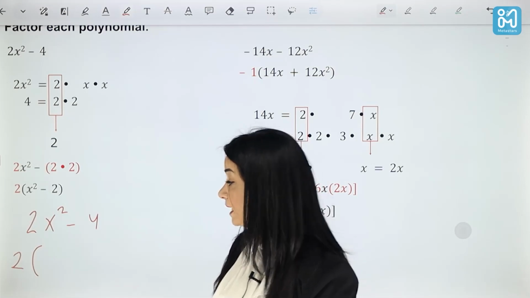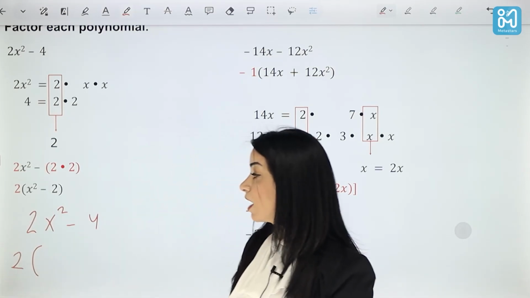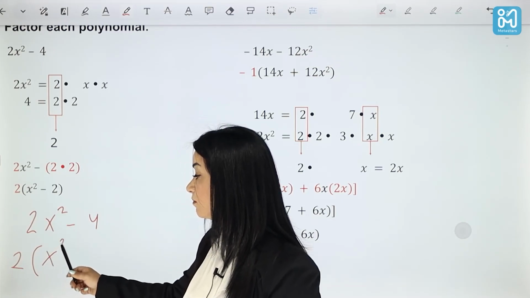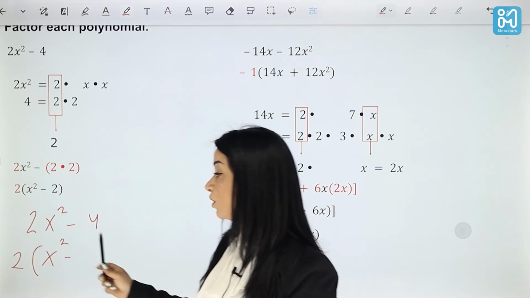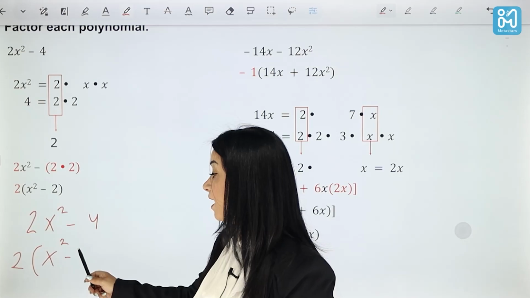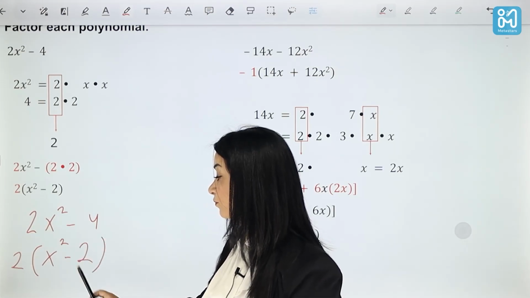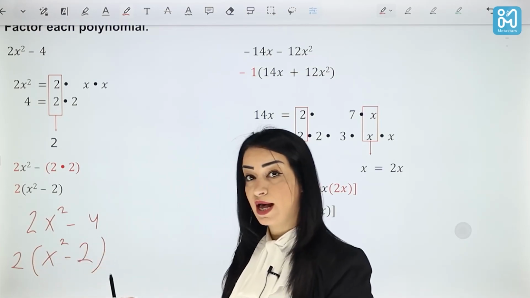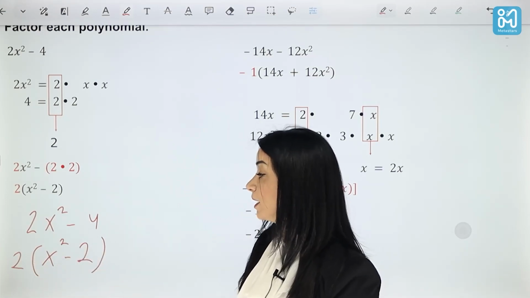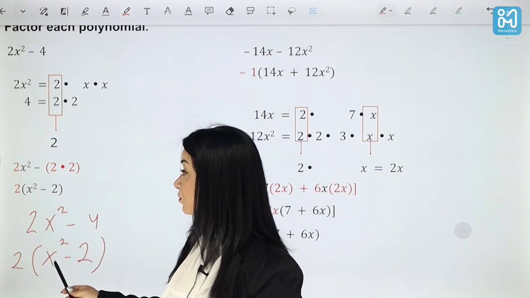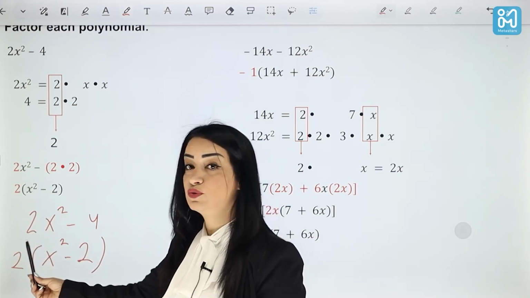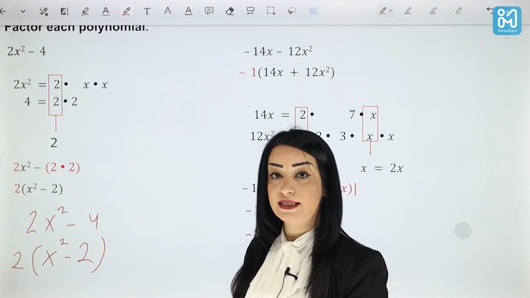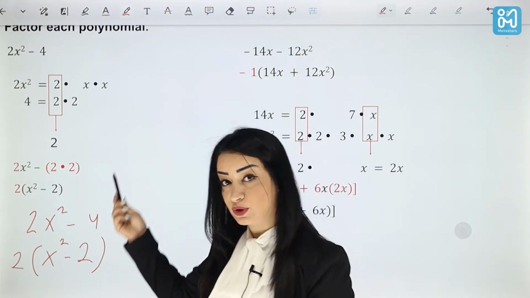When I take 2 out, what do I have left over? x squared minus, I have 2. Why? Because when I redistribute 2 again over this binomial, 2 times x squared is equal to 2x squared, and 2 times 2 is equal to 4.